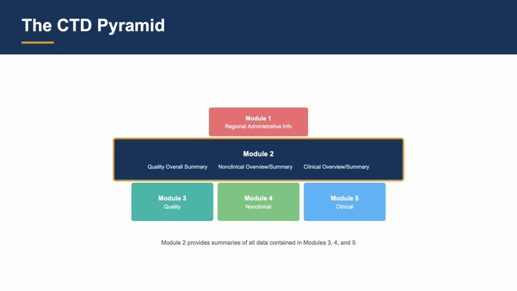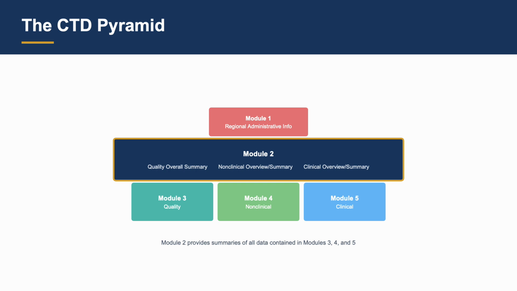The base of the pyramid contains Modules 3, 4, and 5, which hold the actual detailed data. Module 3 contains all quality data including the complete chemistry, manufacturing, and controls information. Module 4 contains non-clinical study reports, the complete study reports from your pharmacology, pharmacokinetics, and toxicology studies. Module 5 contains clinical study reports, the detailed documentation from all phases of clinical development.